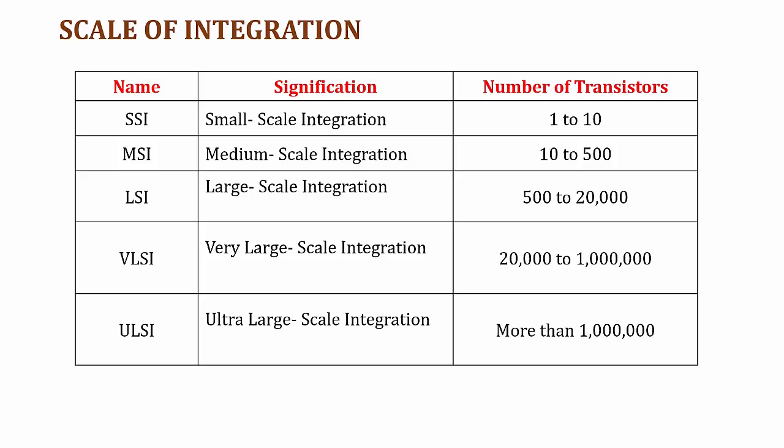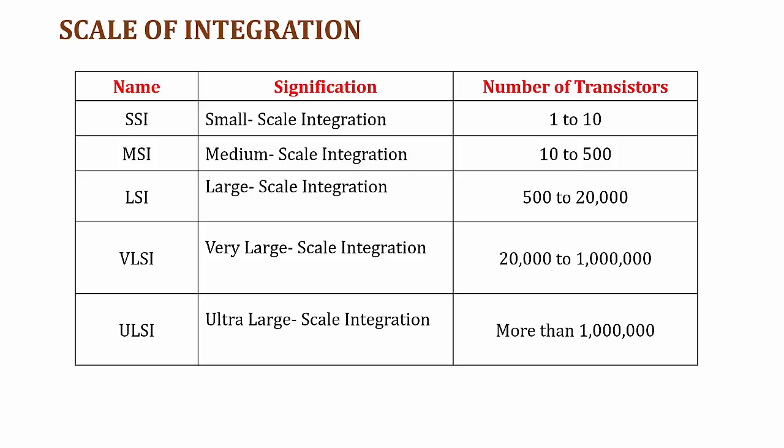So according to the different generations of ICs, we can scale them. Small scale integration deals with 1 to 10 transistors inside it, and medium scale integration deals with 10 to 500 transistors. Coming to large scale integration, 500 to 20,000 transistors are integrated inside it.